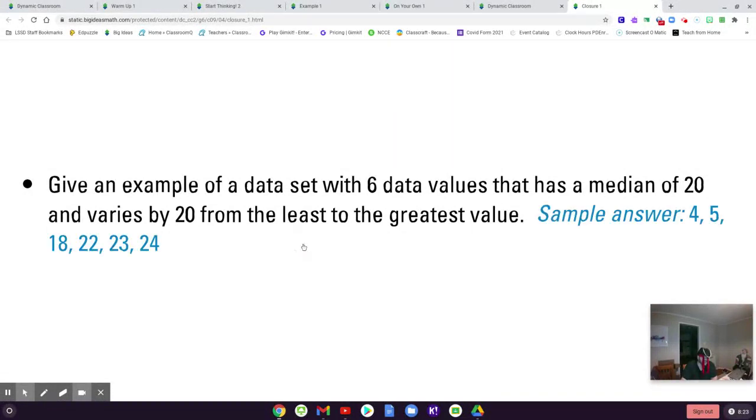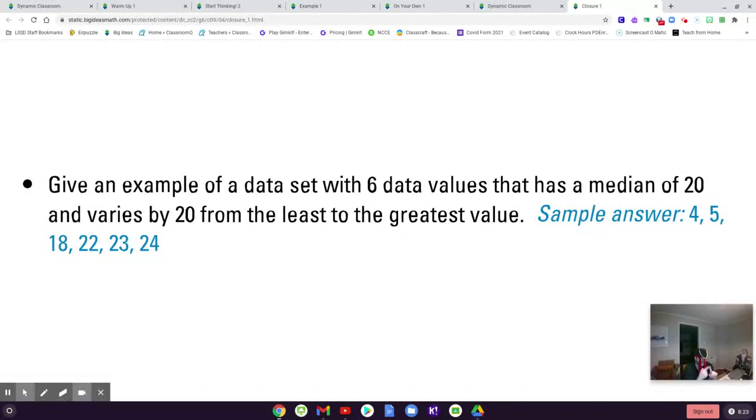So if you do 4 as your smallest number and 24 as your biggest number, and then the 2 numbers in the middle have to average out to 20 because it has a median of 20, then you can fill in whatever you want for the second number and the second to last number. And there you go. Boom. Done. That is about as difficult as anything you will see on your 9.4 homework or on the test.